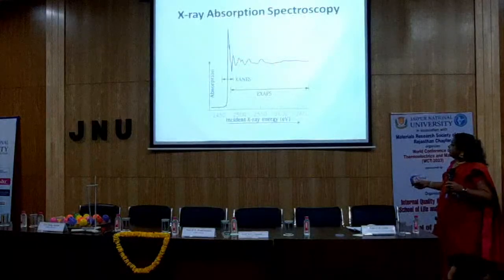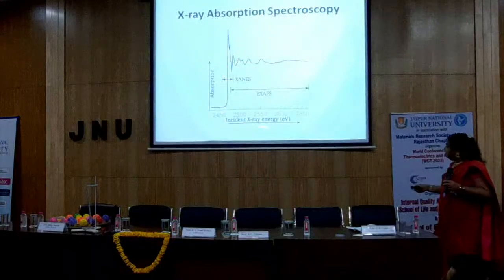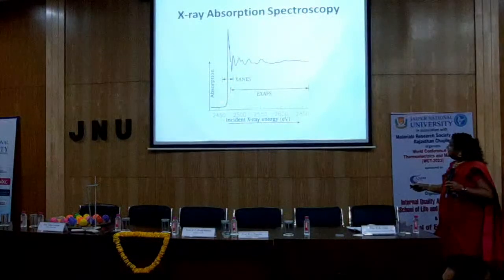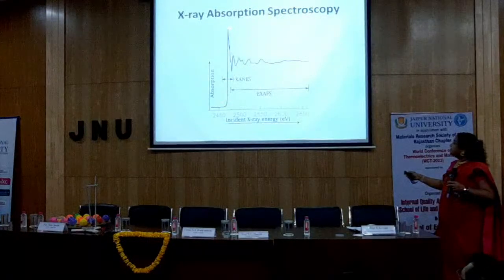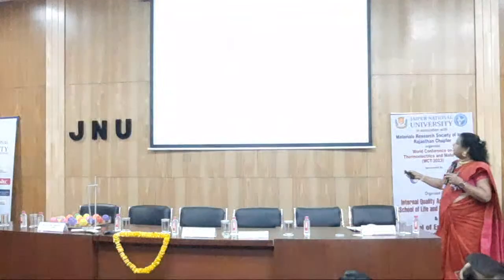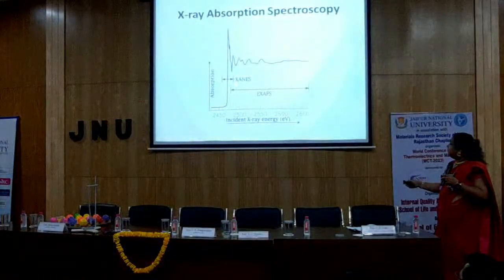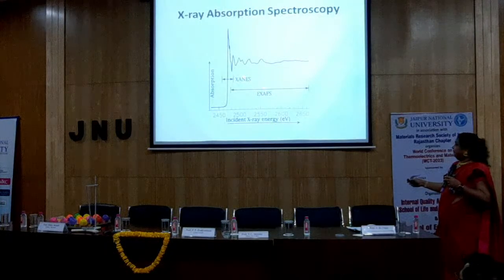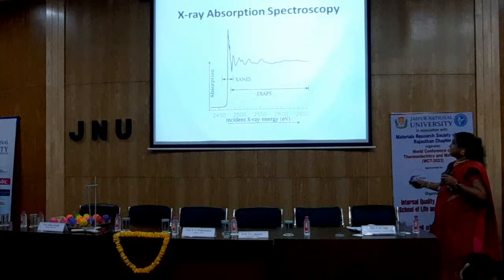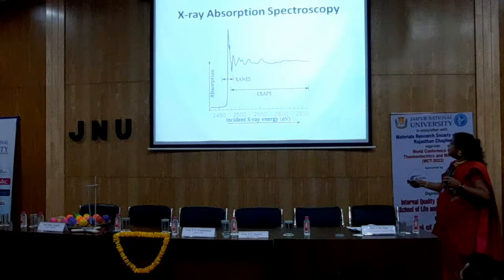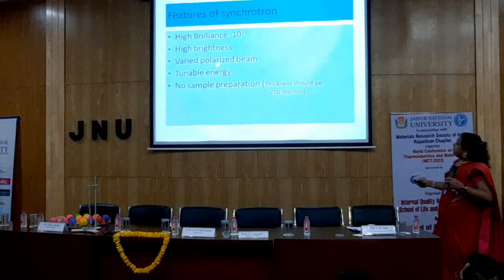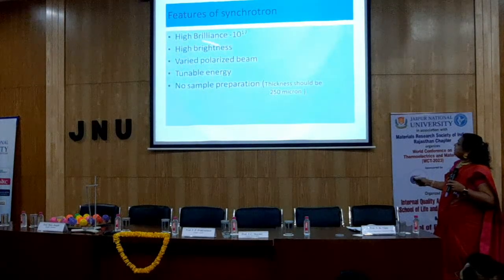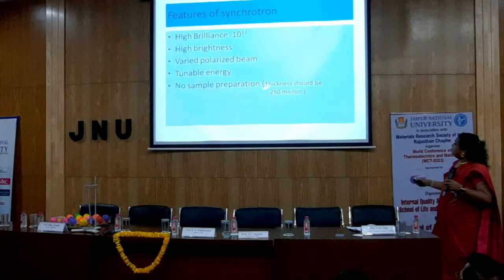So how does the spectrum look? Here you have the absorption, X-ray energy. So if you see, when you talk of edge, this is the edge. You are measuring the absorption edge. Okay. So just beyond that is the X-ray near edge spectrum. And here you have the EXAFS, the extended X-ray fine structure. So near the edge you have XANES, a little far you have extended. Next. So as I told you, it is raised to 17, high brightness, polarized, tunable, no sample preparation. Next.